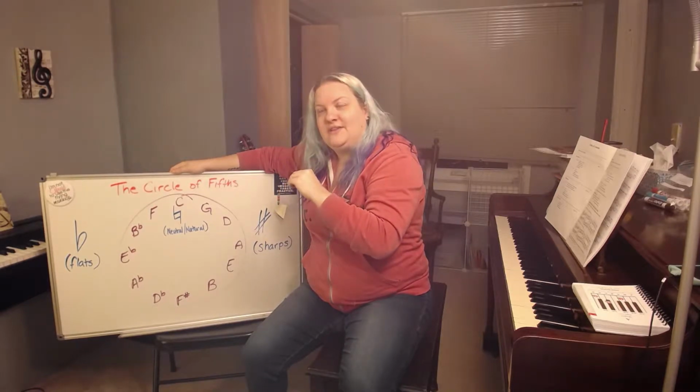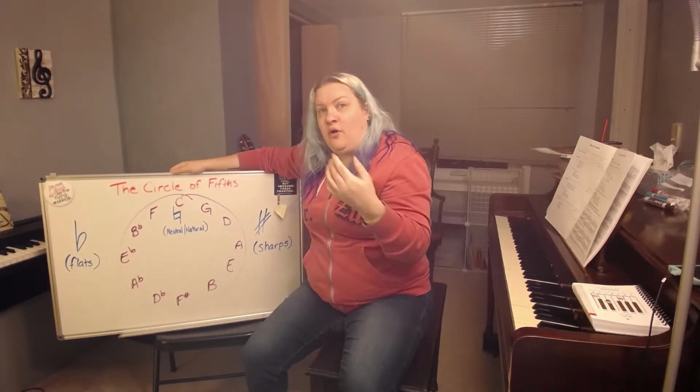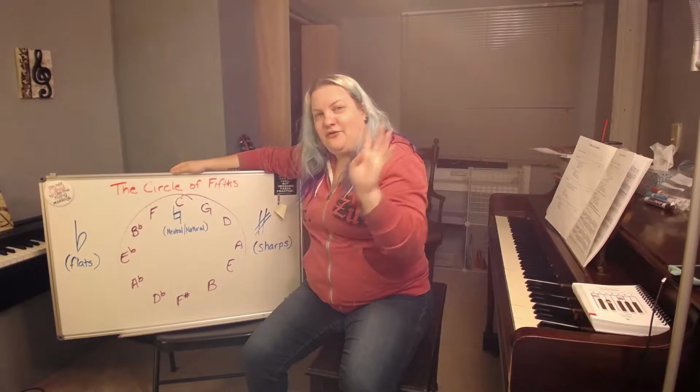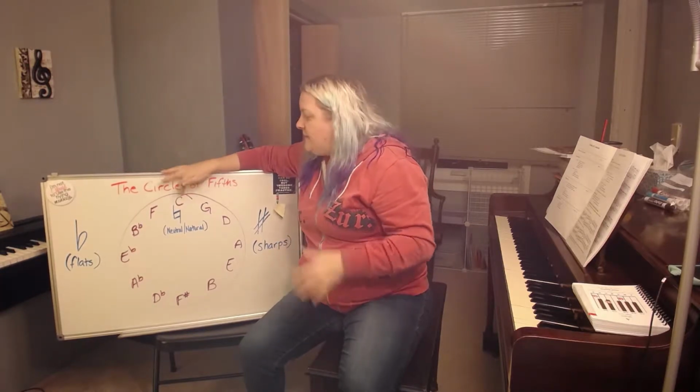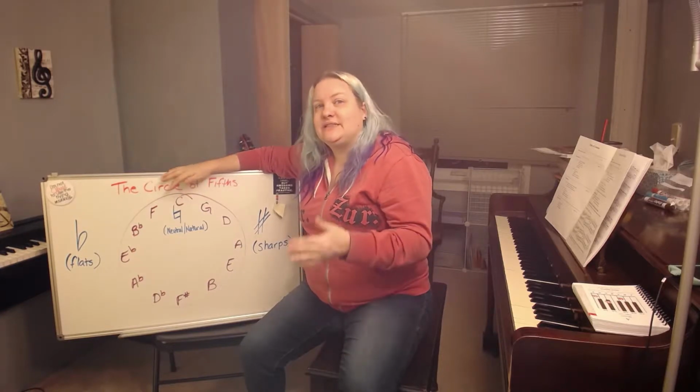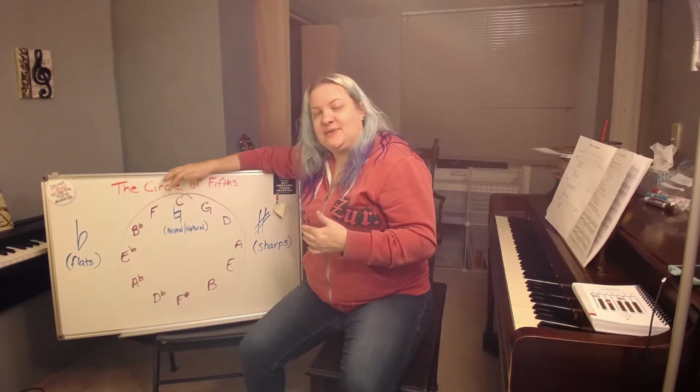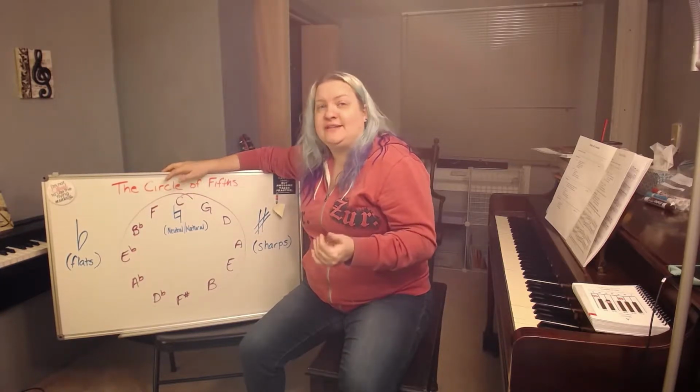And a perfect fifth is actually not 5 whole steps. It's actually 4 whole steps and a half step. So starting at the top, we have the key of C. And the reason that we start at the key of C is because the key of C has no flats and no sharps.